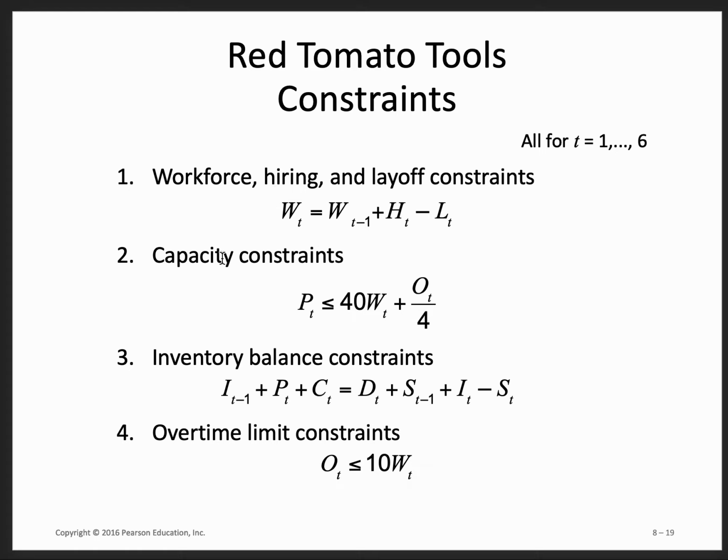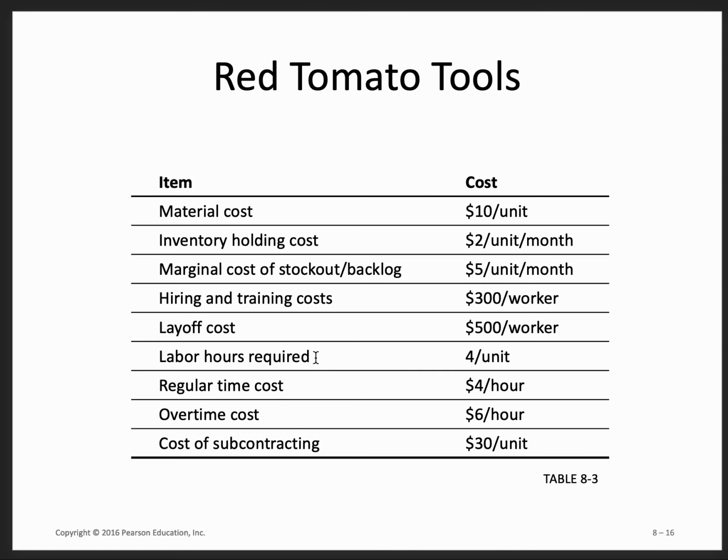Second, you have capacity constraints. So capacity constraints are, we have WT employees. Those are the number of people working for you this month. So 40 times WT is the total number of units that you can make. Why is it 40 times WT? Because if you go back to this list of parameters, remember that each person is working for 160 hours in a month, right? And it takes 4 hours of labor to make a single unit. So each person can make 160 divided by 4 or 40 units in a month.